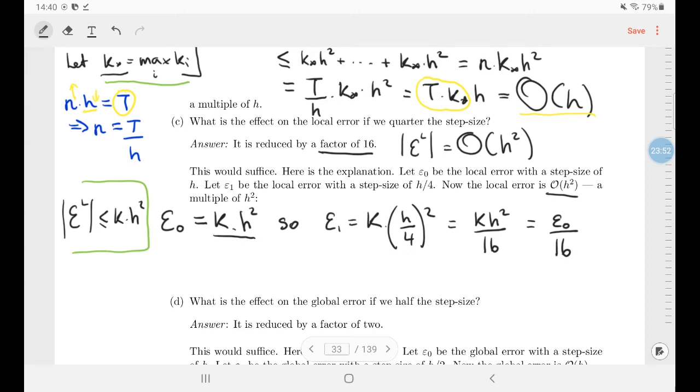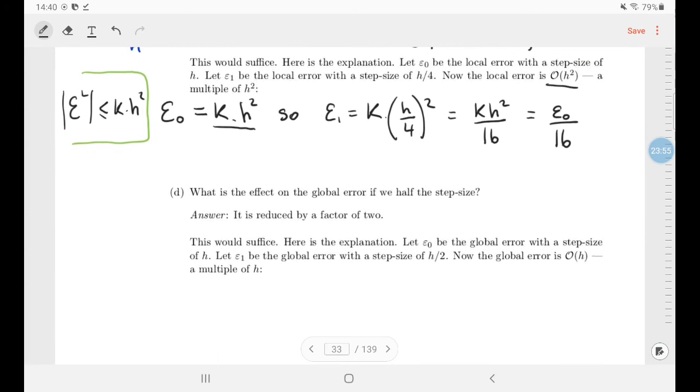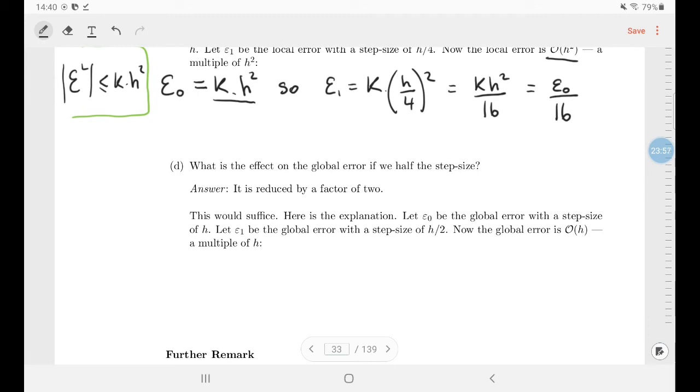Okay, what is the effect on the global error if we halve the step size? Well, what will happen is you halve the global error. Again, we'll argue it in the same way. So the global error, and if you don't know what the global error is, you might have to look back at previous lectures, is order h.